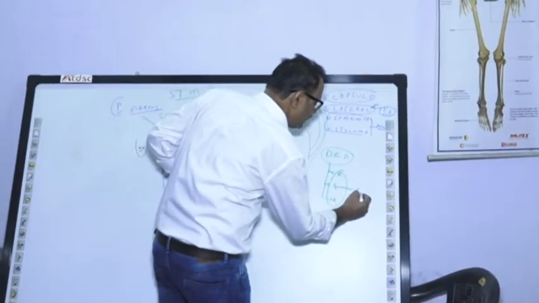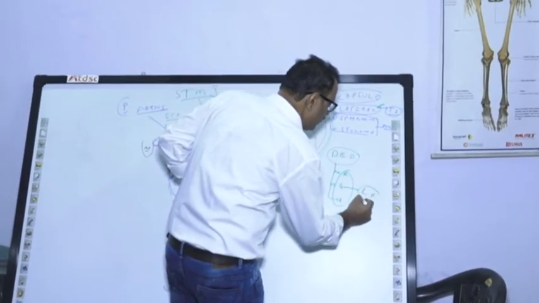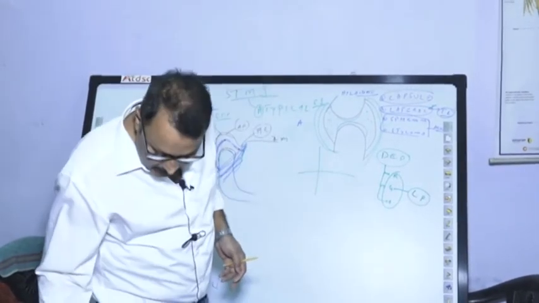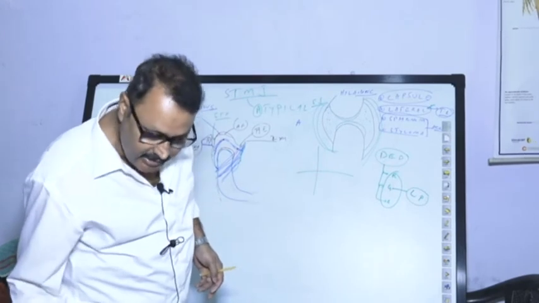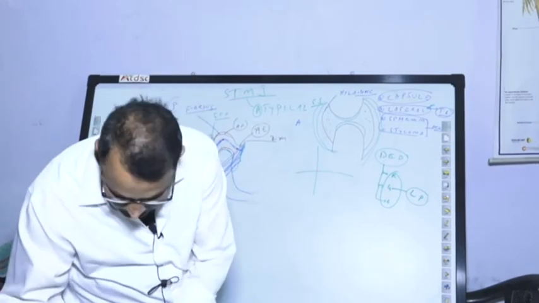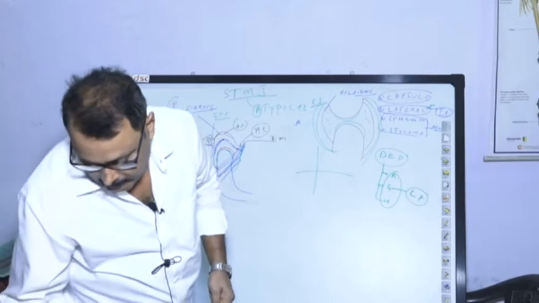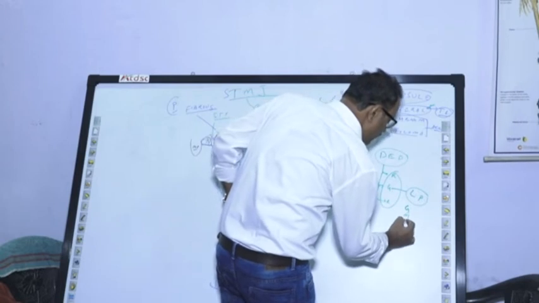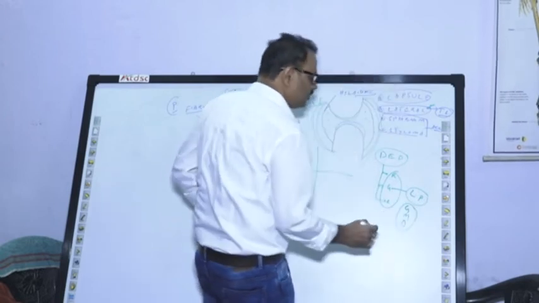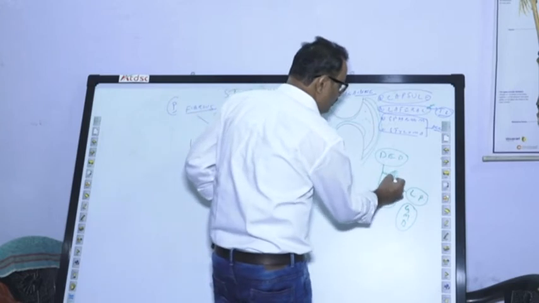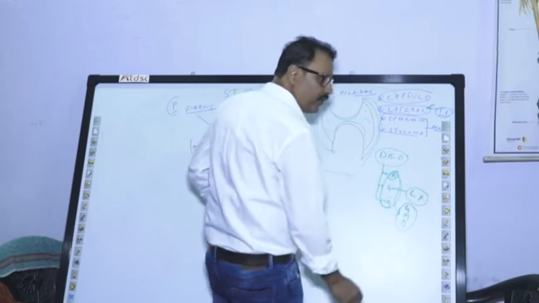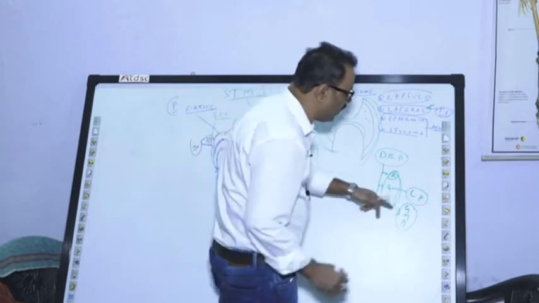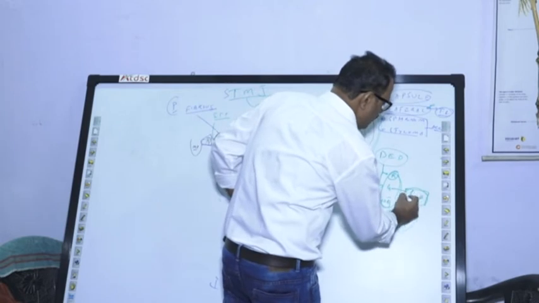Done by the lateral pterygoid muscle. The gliding work will be done by the lateral pterygoid muscle, and the rotation will be done by the geniohyoid, mylohyoid and digastric muscle, the suprahyoid muscles. The rotation work will be done by the geniohyoid, mylohyoid and digastric muscle. Gliding work will be done by the lateral pterygoid muscle.